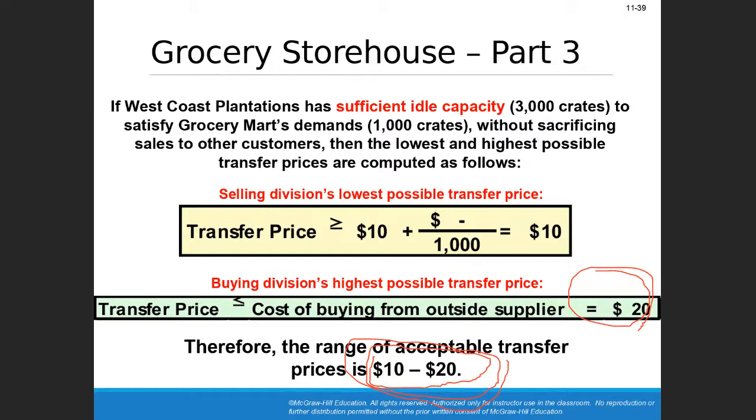Because remember, these are oranges. I mean, grocery stores all over the world buy them. So, why sell them to our own division? In this case, we got idle capacity. We're not losing anything. May as well sell them to you.